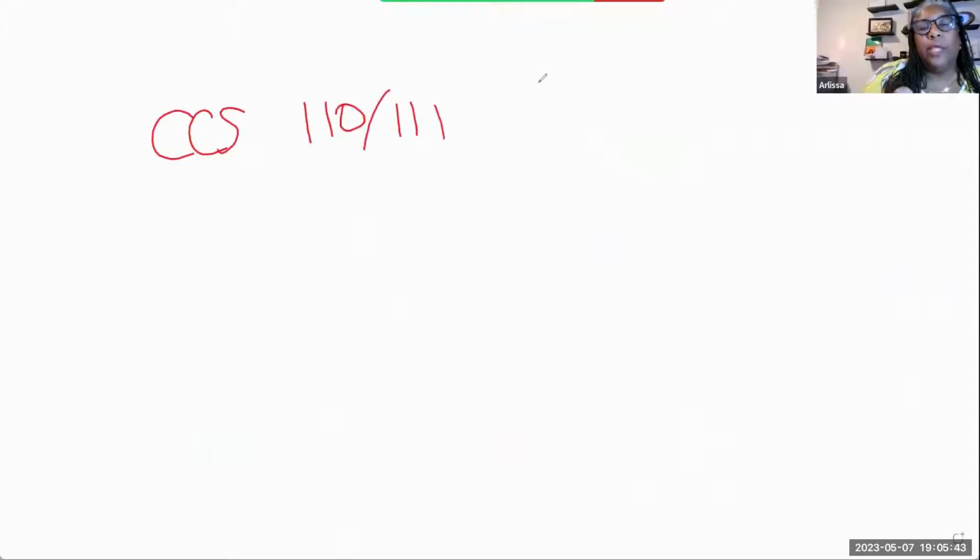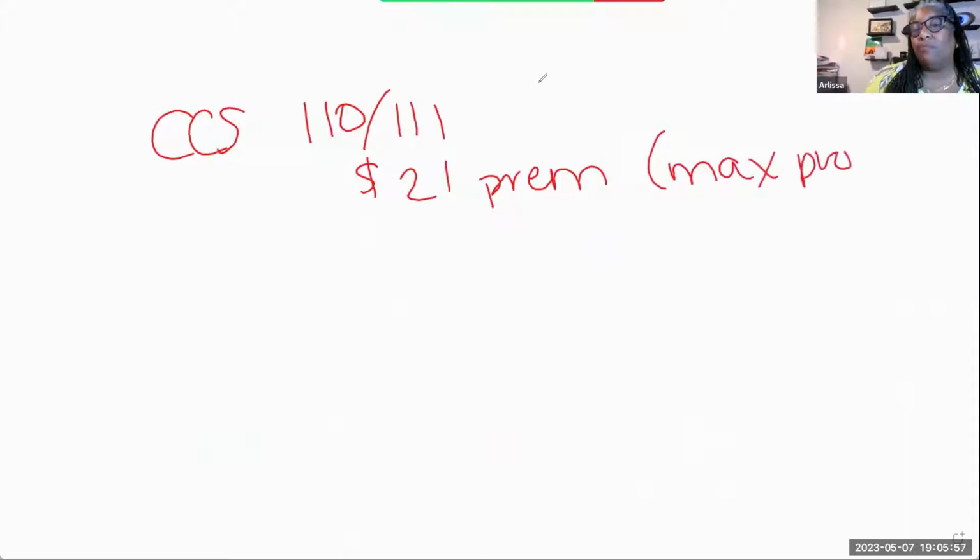Now, I'm going to make sure I put some good numbers here. Our trade, we had 110, 111. Let's say we took in the $21 in premium. This is our max profit. We can't make any more than this $21. That's your max profit.